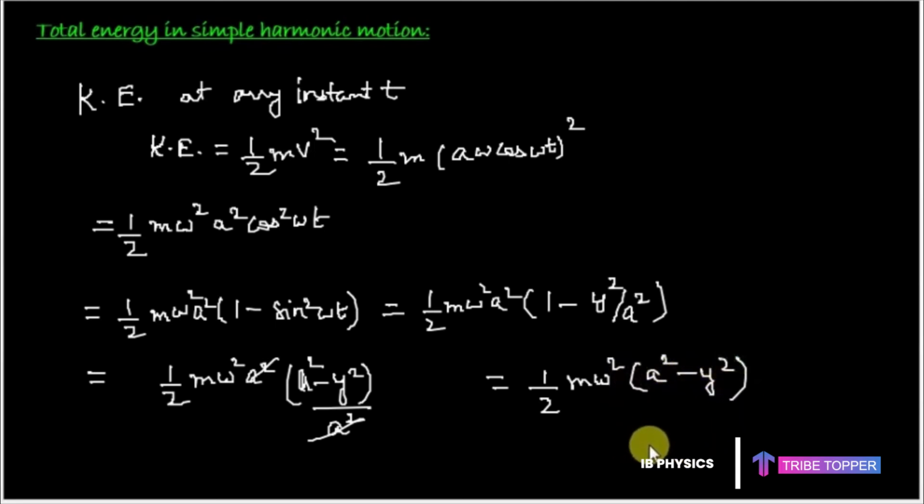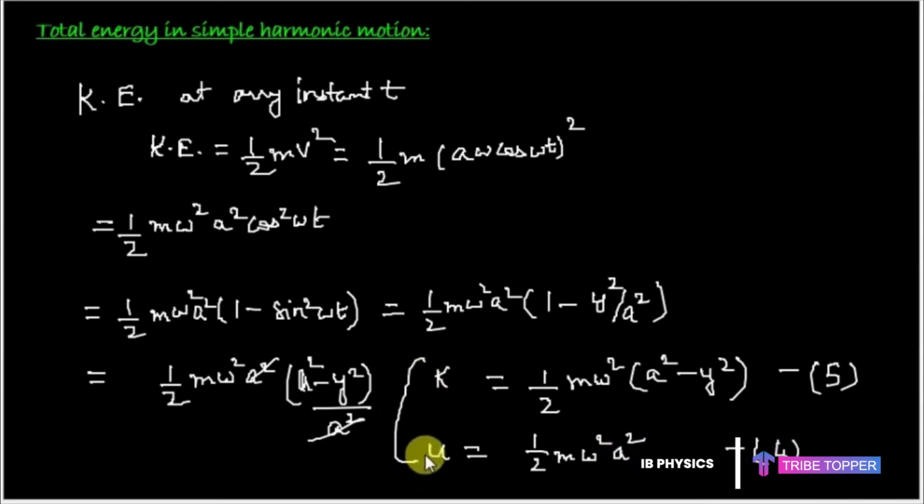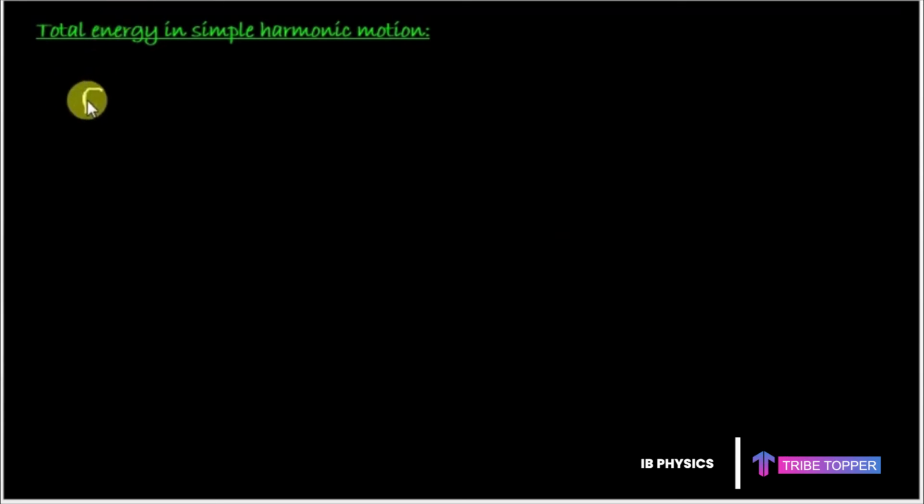So what is going to be the total energy of the particle? Now this is the expression we got for kinetic energy. We already calculated, this is the kinetic energy. The potential energy we calculated was half m omega square y square. So if we add the two, this was our equation 4. So the sum of these two would give us the total energy of the particle. So let's just add them and we get the total energy as E is equal to U plus K.